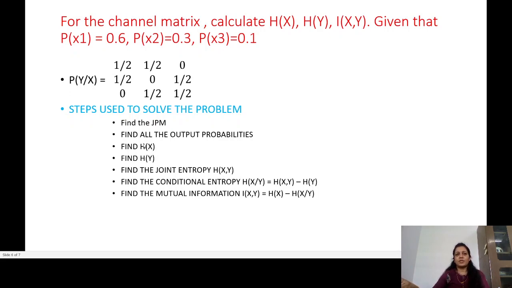Now you have information regarding H of X, H of Y and H of X comma Y. Now you can easily calculate H of X by Y as H of X comma Y minus H of Y, and mutual information is H of X minus H of X divided by Y. Okay, so all these problems are similar. Just try to solve this particular problem in a similar way.